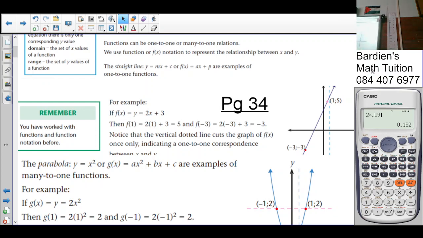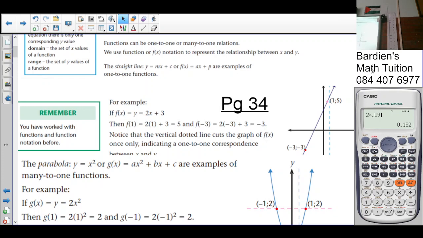So here we are told that functions can be one-to-one or many-to-one. A function can be one-to-one or many-to-one relations. We use function or f of x notation to represent the relationship between x and y. Okay, so you guys have dealt with f of x, g of x, m of x, p of x, and so on. Not so? That is your functional notation. Then you are told that the straight line y is equal to mx plus c, or f of x is equal to ax plus p are examples of one-to-one function.